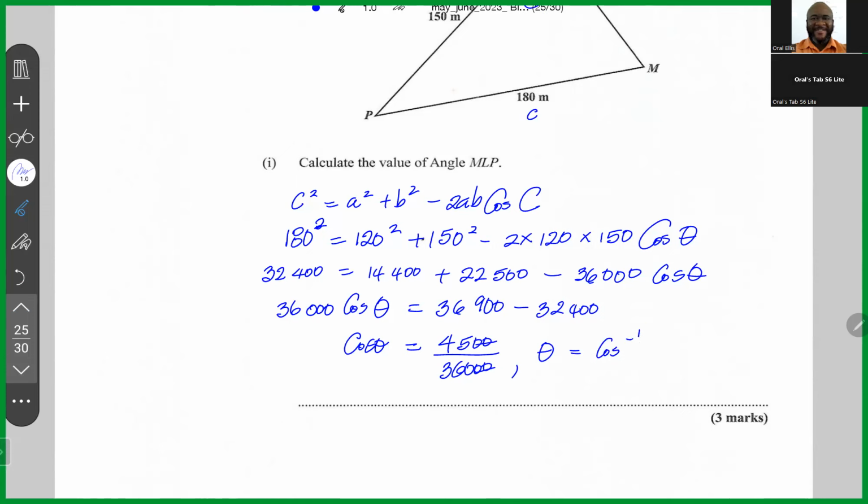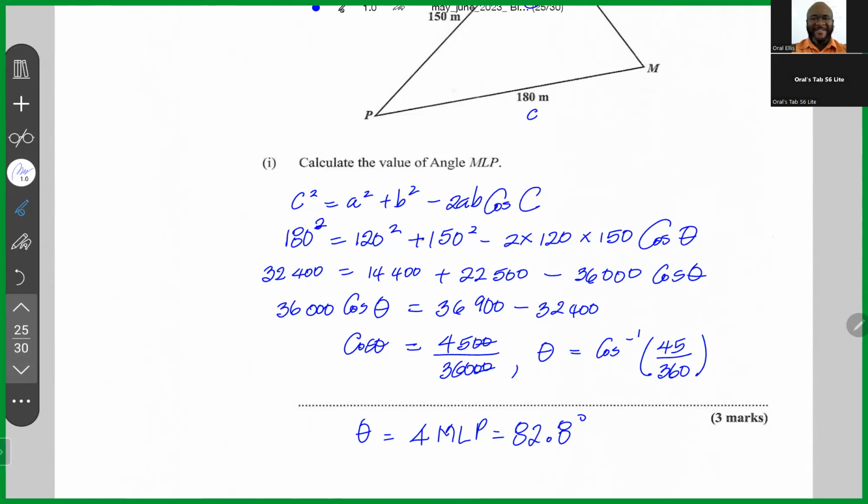So if you know the cosine of an angle, to find the angle, you must use cosine inverse. 45 over 360. And this angle theta, which is angle MLP, is equal to 82.8 degrees.